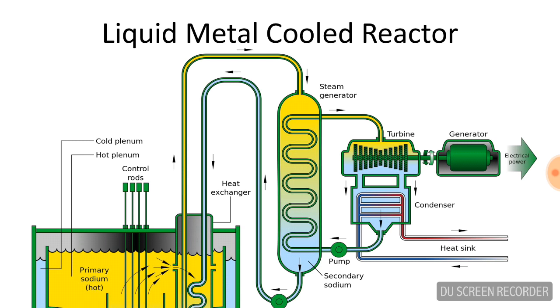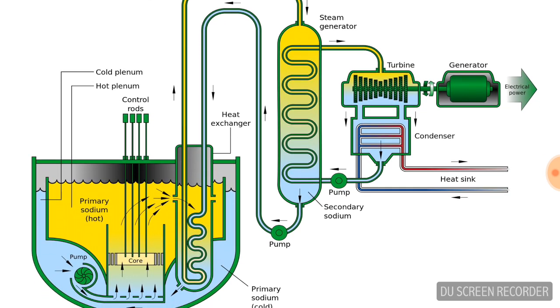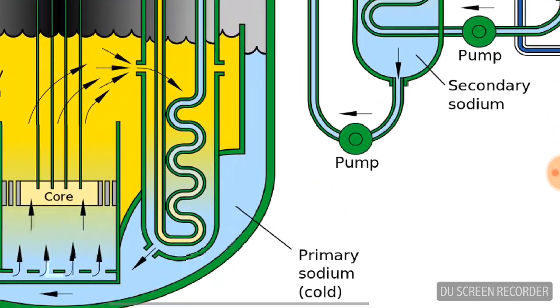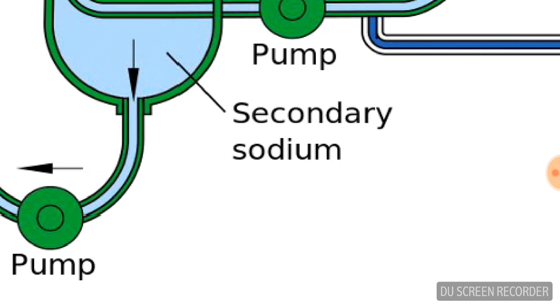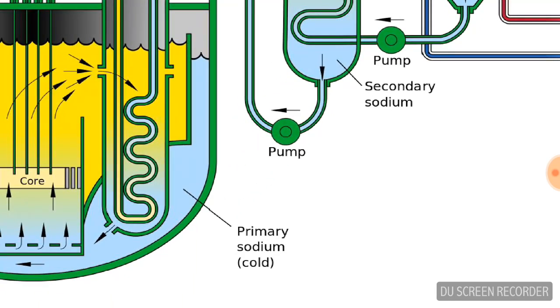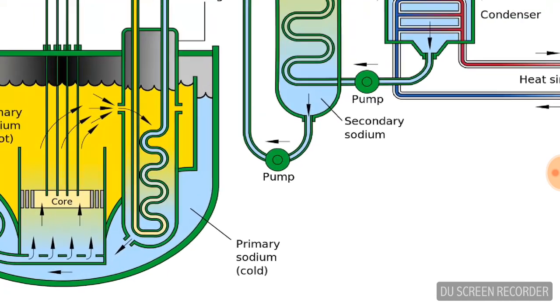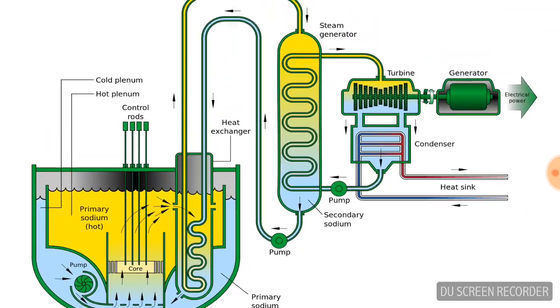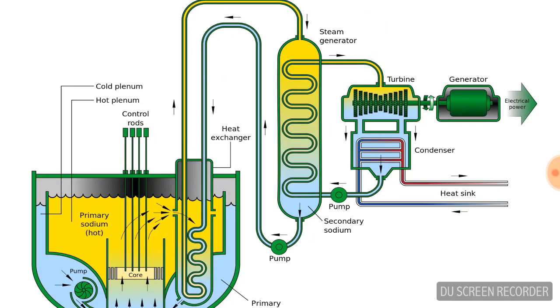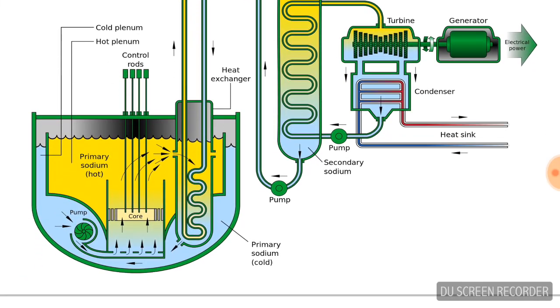However, handling the sodium introduces a difficulty, so it is also one of the issues. In this liquid metal cooled reactor, you can see there are two loops: one is the primary control loop, and another one is the secondary control loop. Now let us understand what the primary and secondary loops actually do. Sodium is circulated.